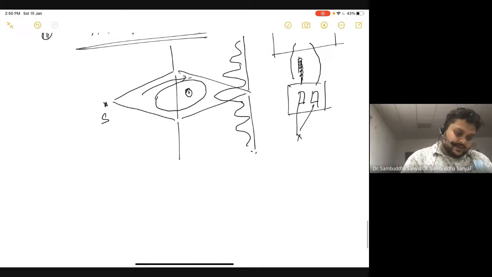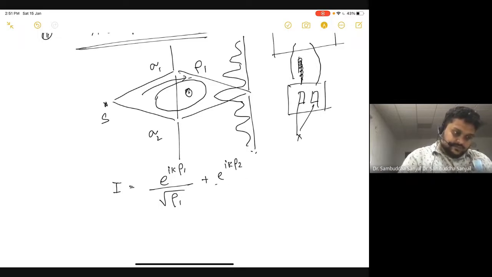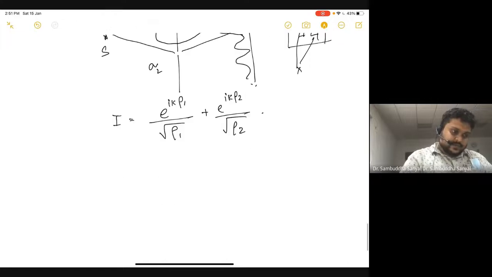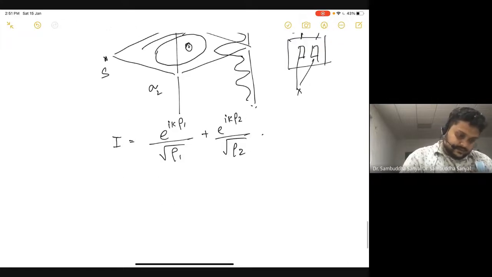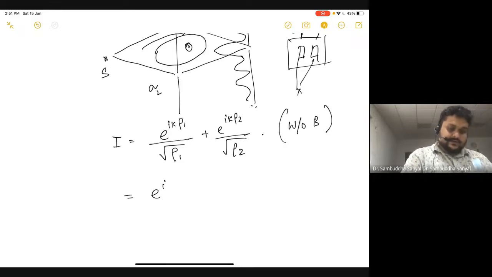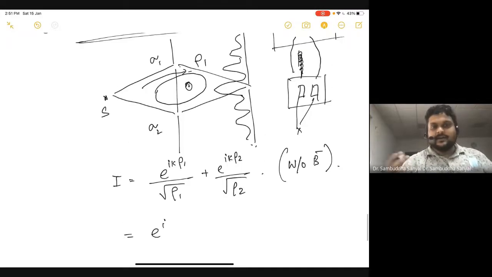So we know what the interference pattern will be. It will be some rho e to the power ik rho, if I take cylindrical coordinates, multiplied by this factor. So this is path 1, rho 1. Let me call these two slits sigma 1 and sigma 2. So e to the power ik rho 2 by root rho 2. This is without any magnetic field, when the solenoid is switched off.